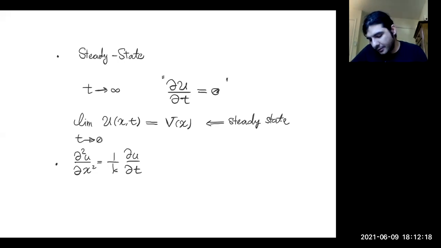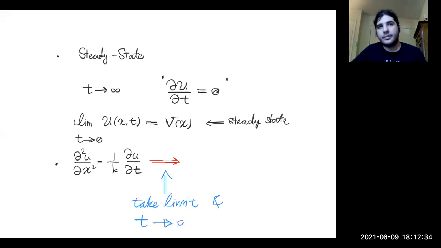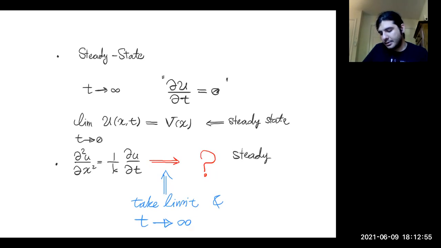Now, if we take limits from this equation, and if we send t to infinity, what would happen? What's going to happen here? The question is, what do we get if we take the limit and send t to infinity? The equation we are going to get here is called the steady state equation.